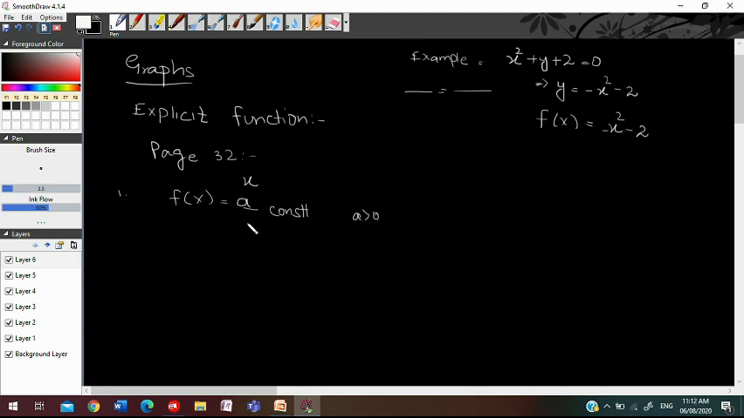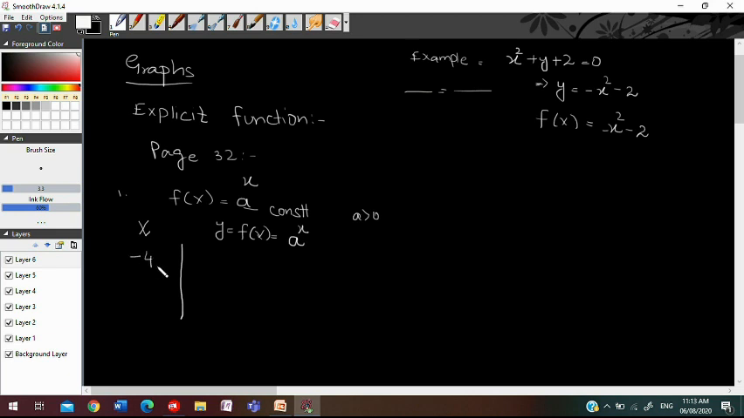Now, how do we make the graph for this function? First we make a table. Here I have x and here y is equal to f of x, and in our example we have a power x, right? Now you can give different values to this x. Suppose the first value starts from negative, then 0 and positive.